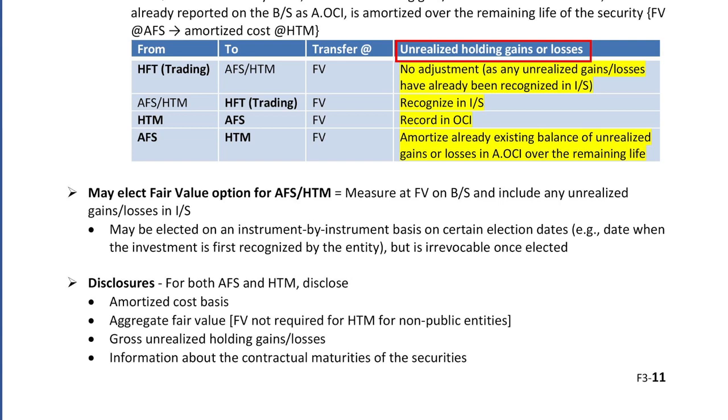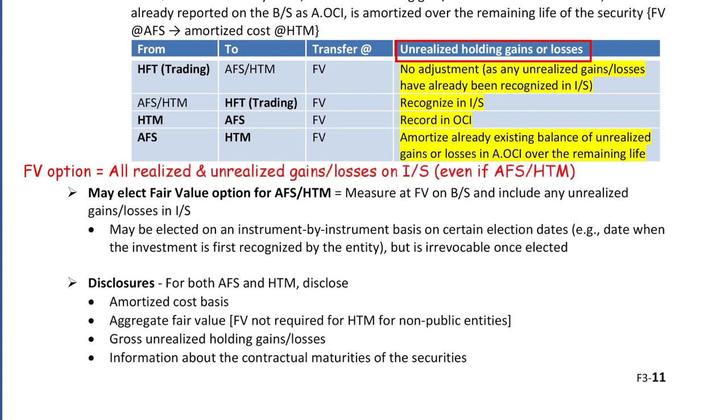And the next bullet talks about the fair value option. This fair value option can be elected for available for sale or held to maturity, where all realized as well as unrealized gains or losses go to the income statement, even if AFS or HTM.